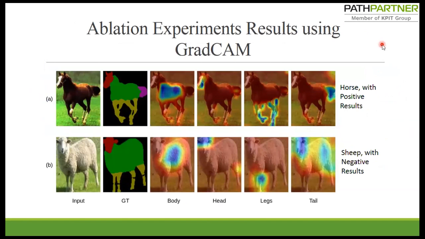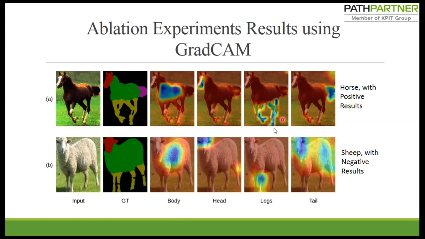Now the ablation study. To check how our model is performing, by looking into which aspect it is predicting the output, we have used the GradCAM technique to visualize the model. We have passed our input image, and we have seen by looking into which region it is predicting the body. So it is focusing on this region and predicting this as the body. If you see for the other attributes like head, legs, tail, it is focusing on the exact regions, and it is giving the better metric.